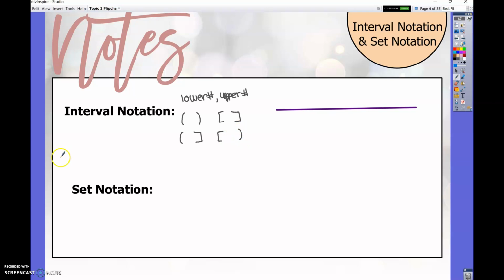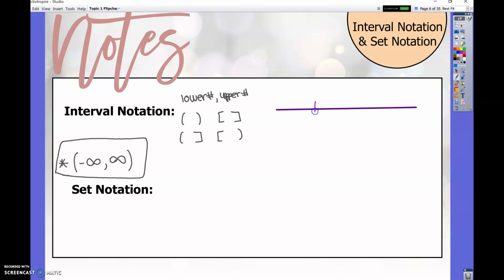We also want you to know that numbers such as infinity are not attainable. So when it comes to brackets and parentheses, you will always use soft parentheses with infinity. So if you ever wanted to include every set of numbers in your answer, you would use this notation right here. Let's try a different example.